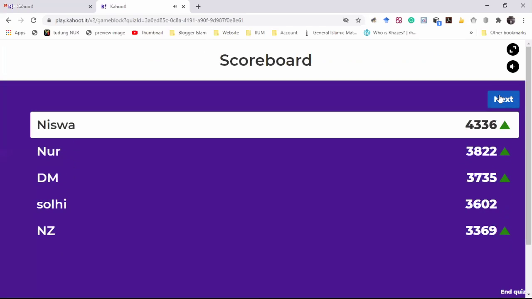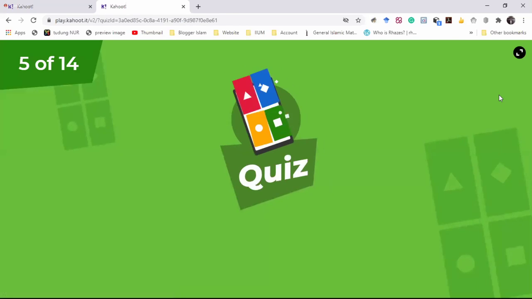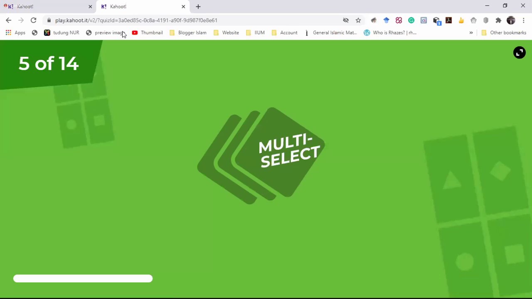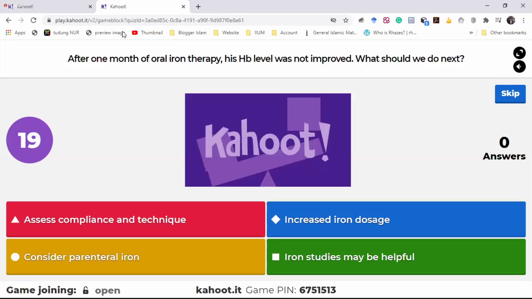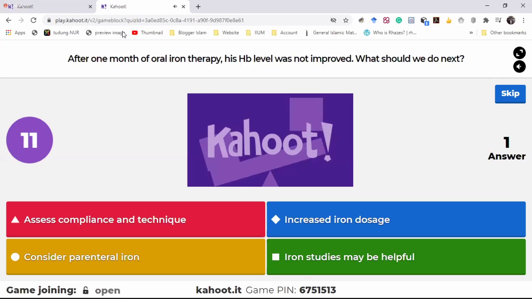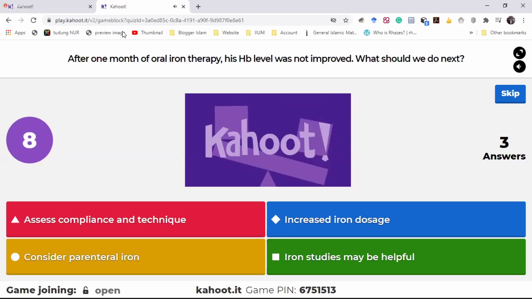Okay, so this one is already cut. Next question. So this is the last part. Sam has been given oral iron therapy since IDA is the final diagnosis. However, the Hb level did not improve after 1 month. So what should we do next?